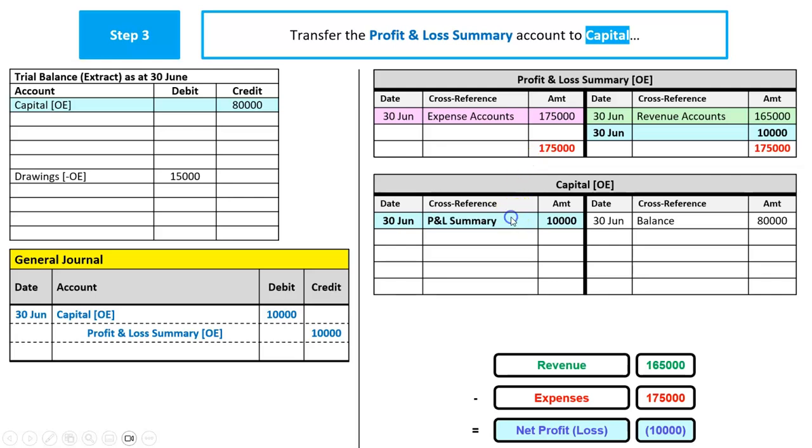All I've got to do is my referencing. So capital will reference profit and loss summary. And here for profit and loss summary, there's the credit. I'll find the debit in the capital ledger. We get asked for a narration: transfer of net loss to capital on memo 1.